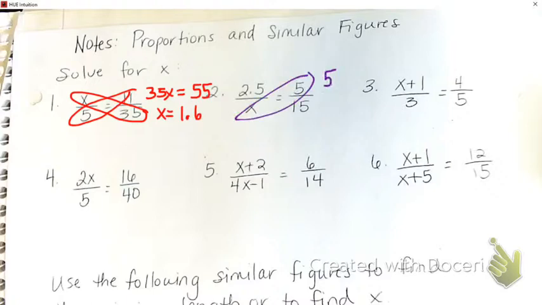5 times x. I always start with the one that has the x first. And then you do the 15 times 6.25. 15 times 2.5. I don't know what I was saying. And then what do you do to solve it? Divide by 5, so you get 7.5.